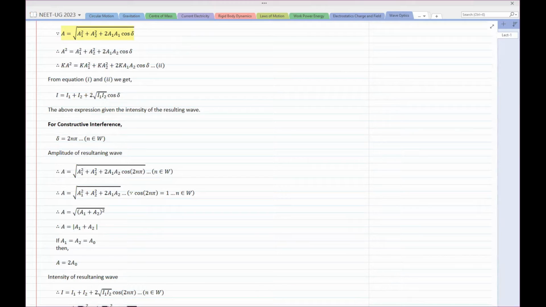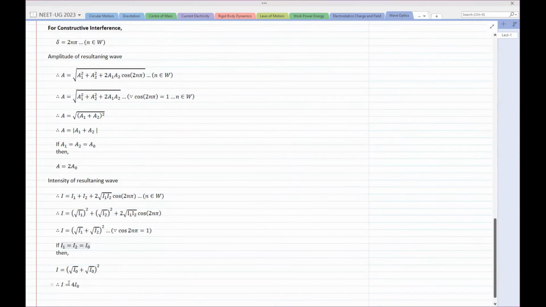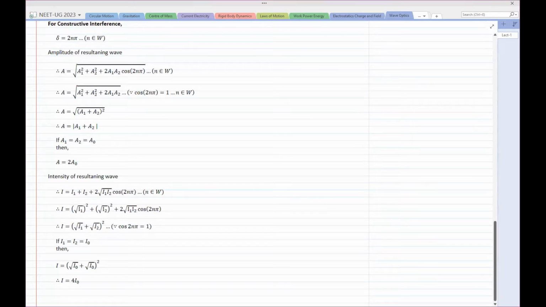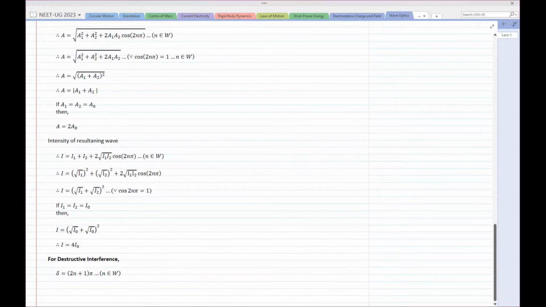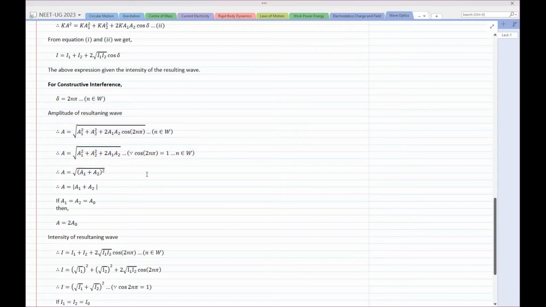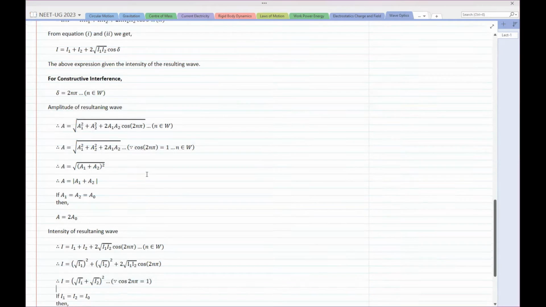Now let's come to destructive interference. What is destructive interference? For destructive interference, what is the condition? Delta is equal to (2n plus 1) pi. It is an odd multiple of pi. So if you go for amplitude, this is the amplitude. Now can you take pen and paper and try to solve this? If you want the amplitude of the resultant wave, what will you get?